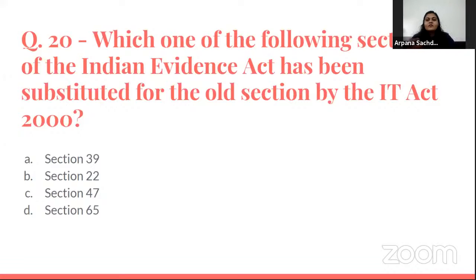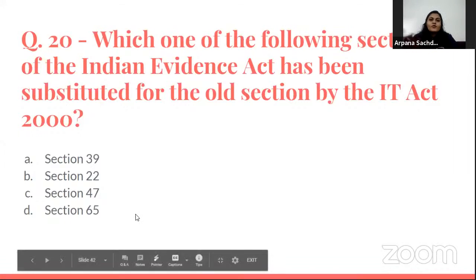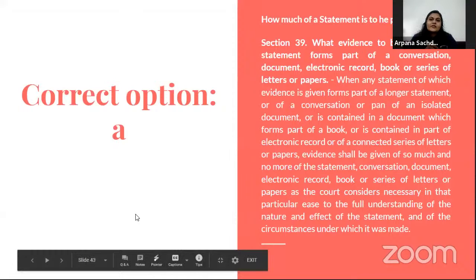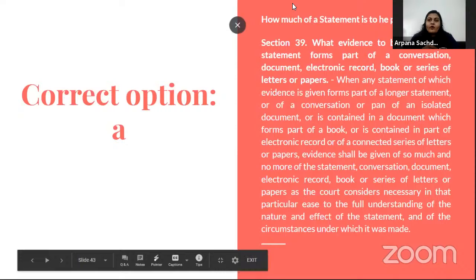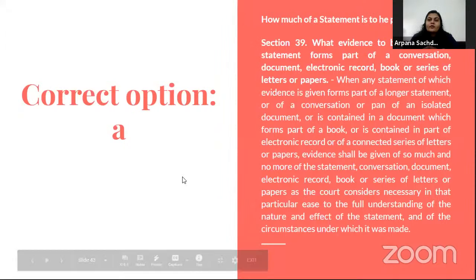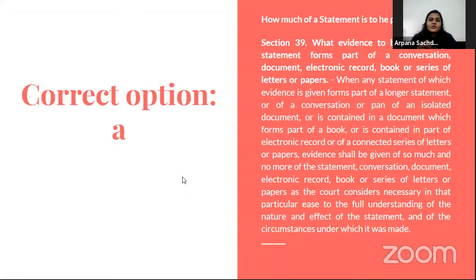Okay, the time is up for this question. So the correct option is option number A, that is section 39. Section 39 says what evidence is to be given when the statement forms part of a conversation, document, electronic record, book or series of letters or papers. Can we have the next question?